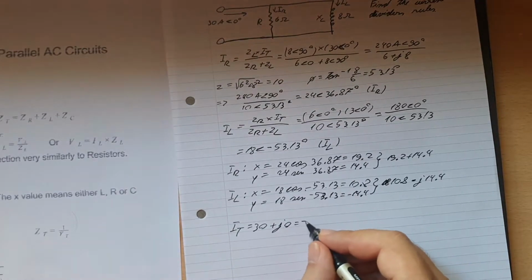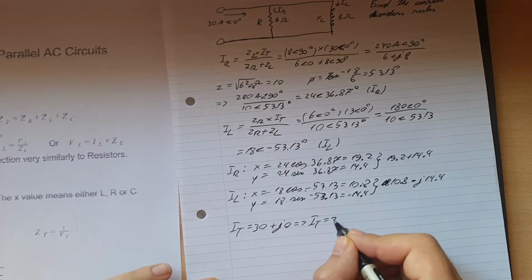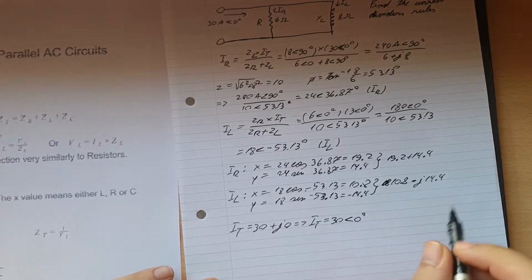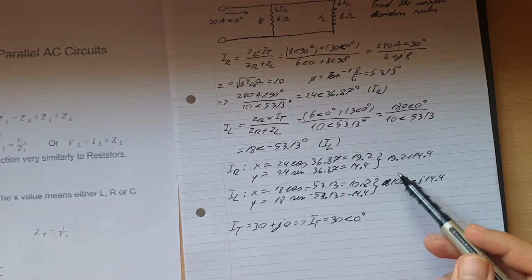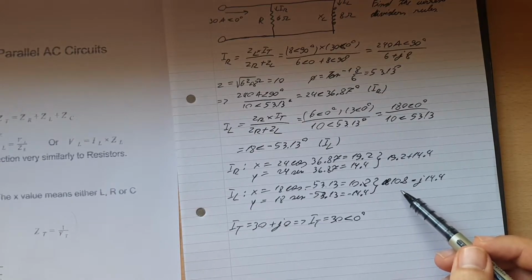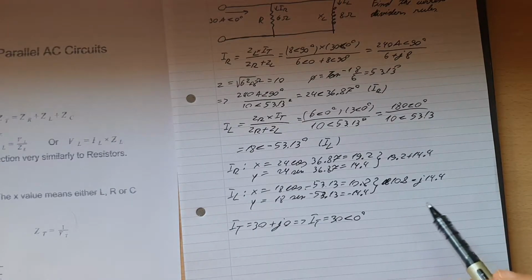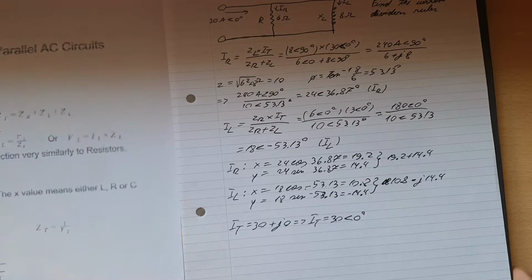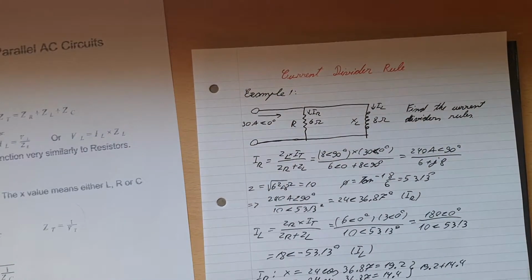So therefore IT is equal to 30 at an angle of 0 degrees. It's the exact answer, because 19.2 plus 10.8 simply gives you 30. Alright, so this proves that the divider rule works. That's how you check if you've done it properly. So this one is a simple example of where to use this rule.